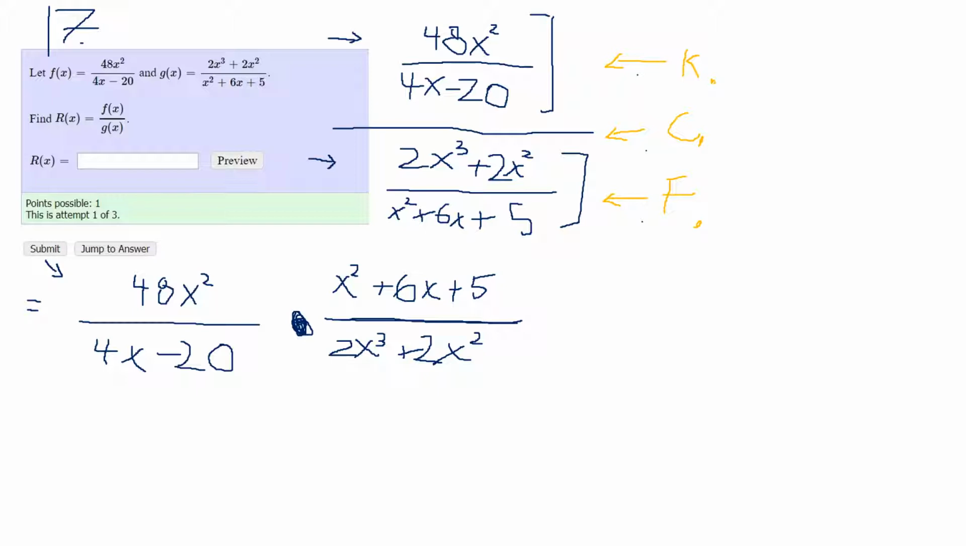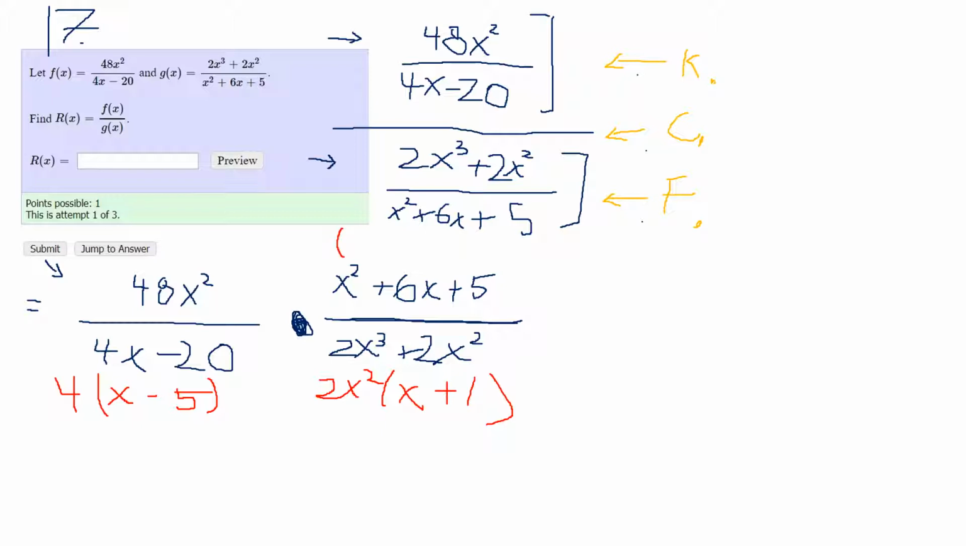So now that we have this, we can start simplifying and factoring out some stuff. We can factor a 4 out of this bottom left guy, and we're left with an x minus 5. This guy we can pull out a 2 and an x squared. This guy is left with an x, and this guy is just 1.